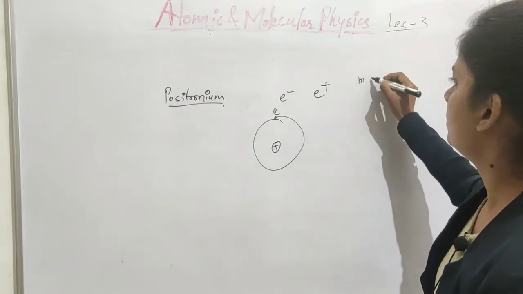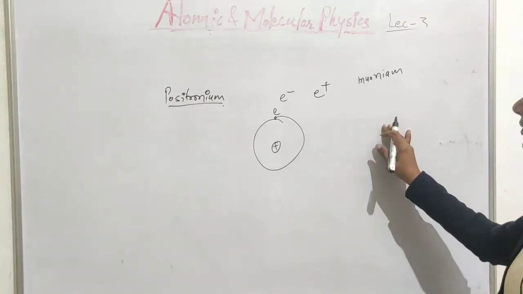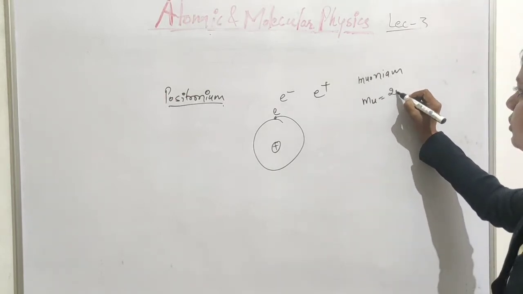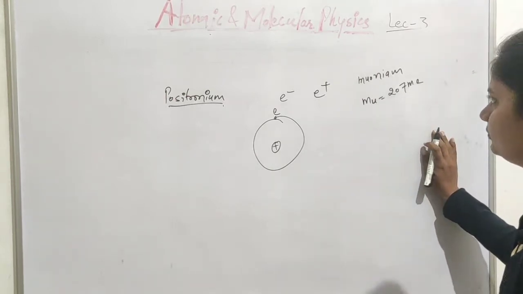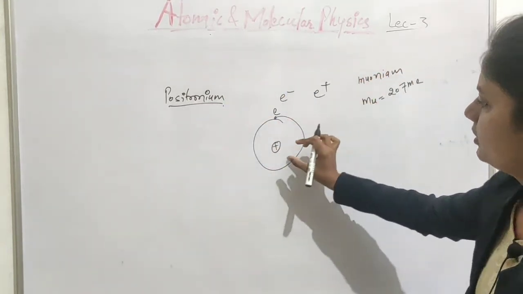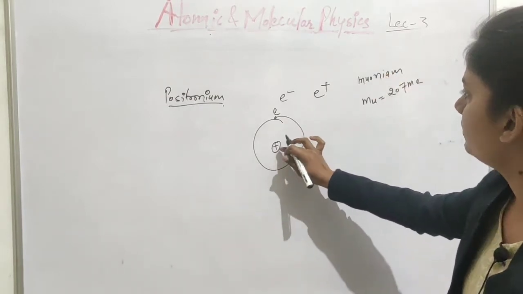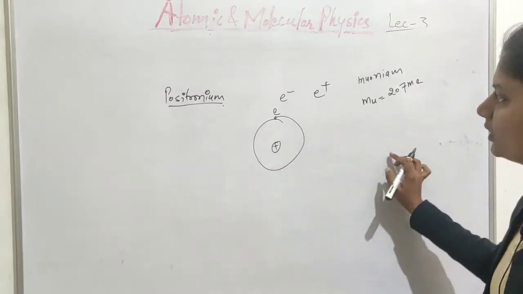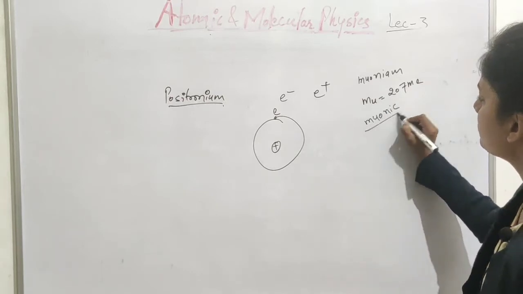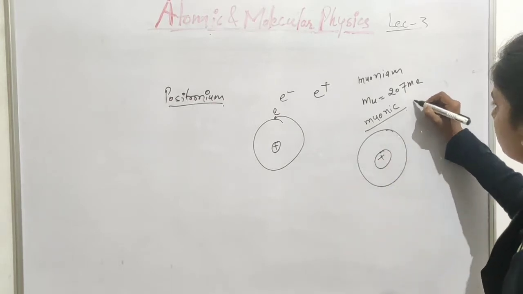The next system is the muonium atom. A muon is a particle whose mass is 207 times the mass of electron. Just like in positronium, in muonium the muon takes the place of the nucleus. So here, at the place of the nucleus, the muon will come. In case of a muonic atom, we will consider an atom and the muon, mu.